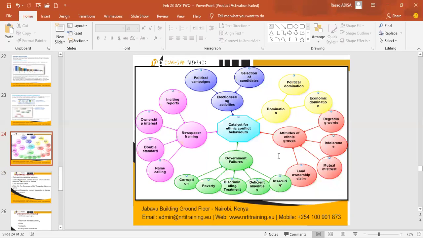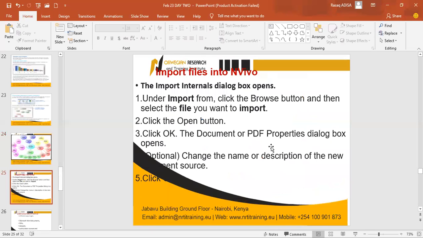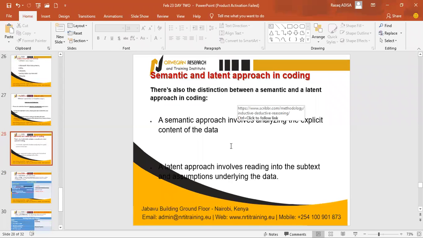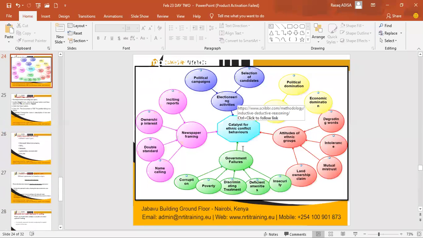So let's see if there are questions, so that by tomorrow we are going to begin by importing files into Nvivo. We import files, the data sources we can bring into Nvivo. Then we are going to look at this semantic and latent approach, the process of coding, where you have to look for explicit statements and latent statements. We're going to talk about them tomorrow, by the grace of God.